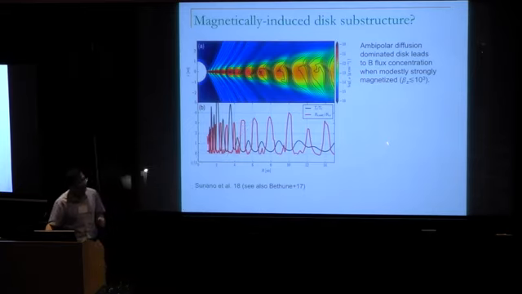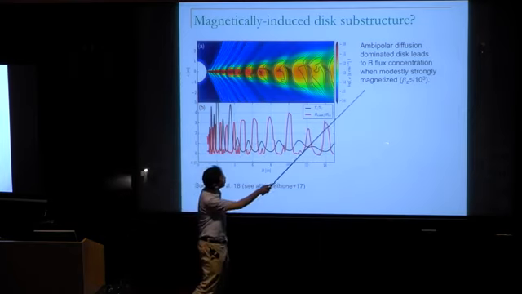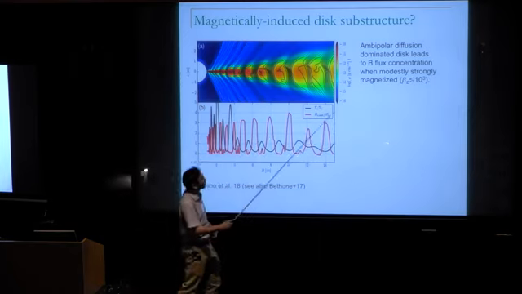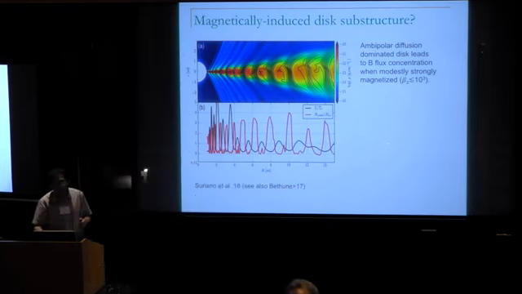But empirically, this only seems to work when you are modestly strongly magnetized, with vertical plasma beta less than 1,000 or so. These are actually fairly strong fields. In typical MHD simulations, we have vertical plasma beta of 10 to the 4 to 10 to the 5, so this is a bit on the stronger side.